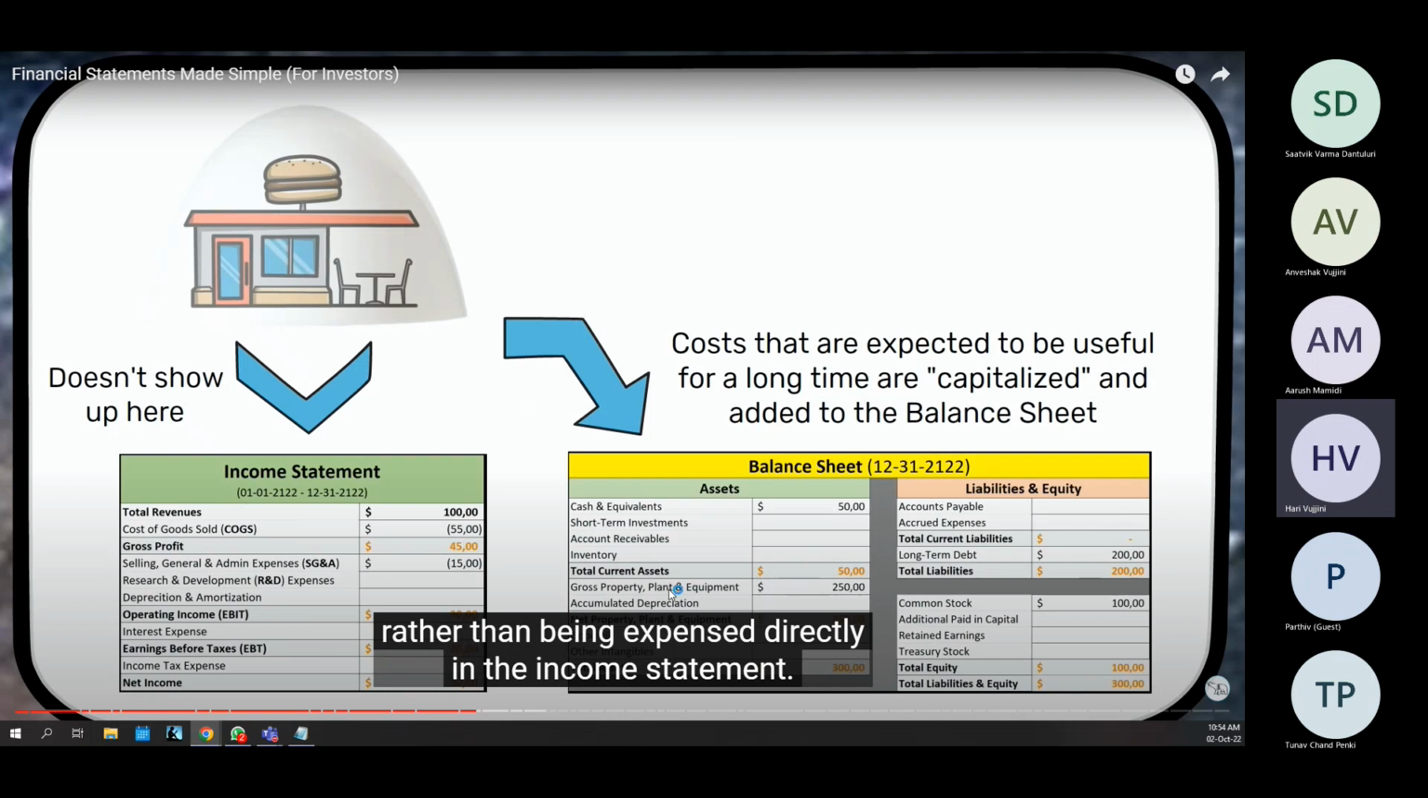So depreciation is something where you are writing off the money you invested. For example, Bob bought property, plant, and equipment for $250, and let's assume it has a life of 10 years. Then he can depreciate this by $25 every year for 10 years to reach $250.